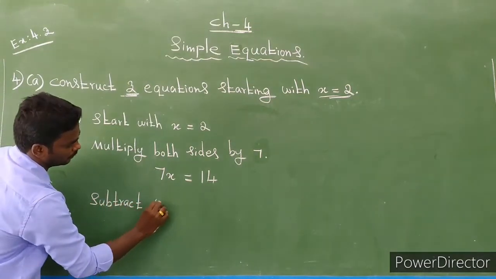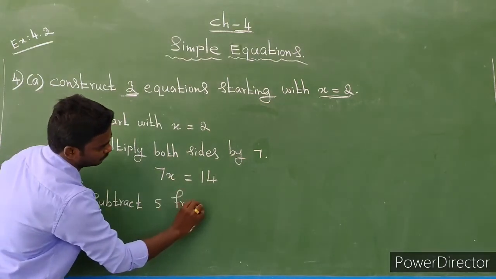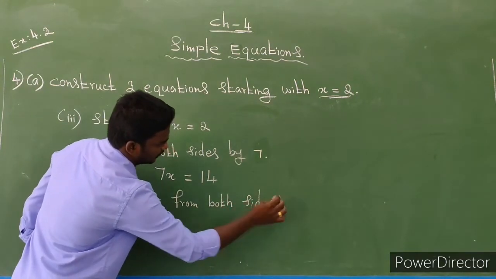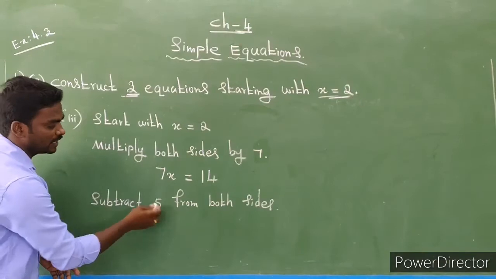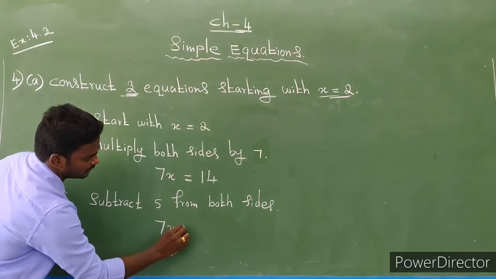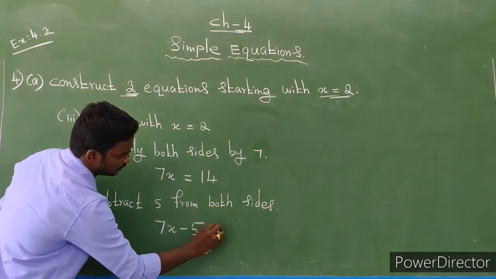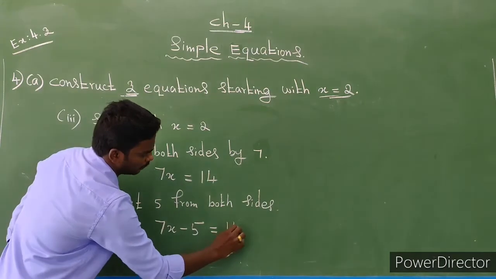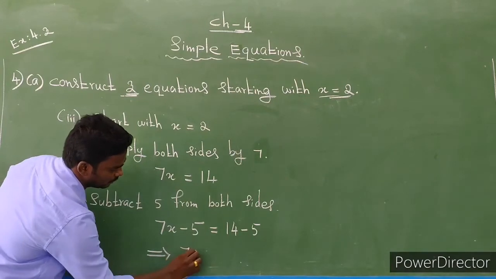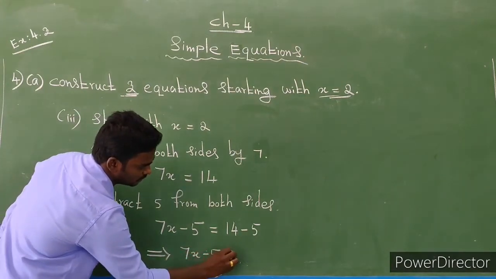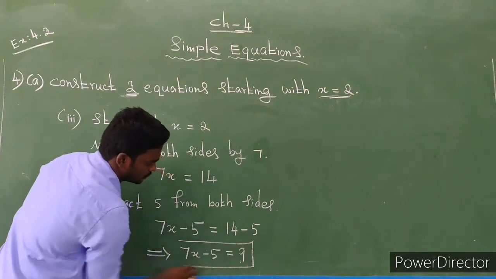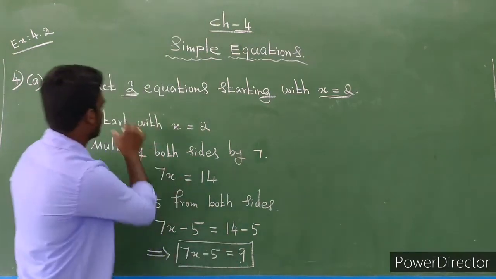Next, subtract 5 from both sides. We can subtract any number from both sides. So we subtract 5 from both sides, which means we get 7x minus 5 on the left side, which is equal to the RHS value 14 minus 5. What is the equation we get? 7x minus 5 is equal to, what is the value of 14 minus 5? That is 9. So 7x minus 5 is equal to 9 is our third equation.